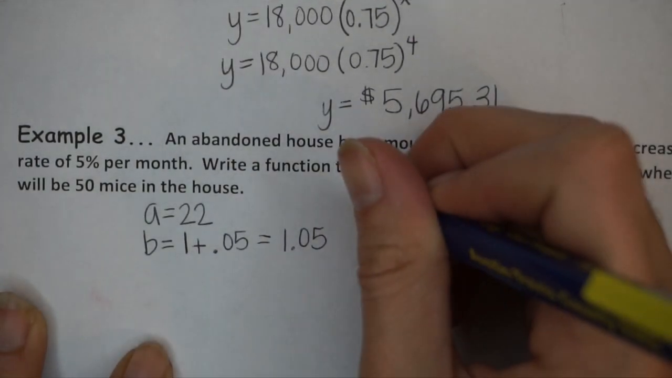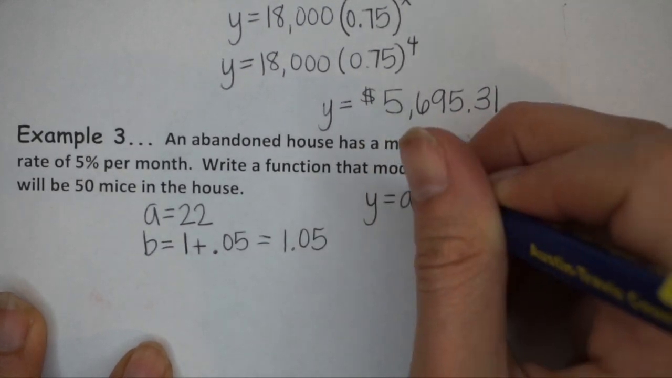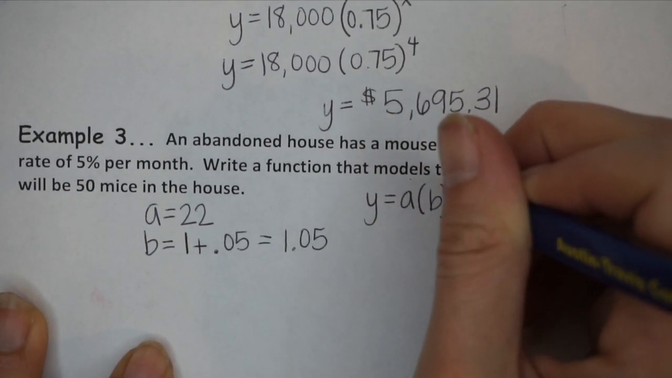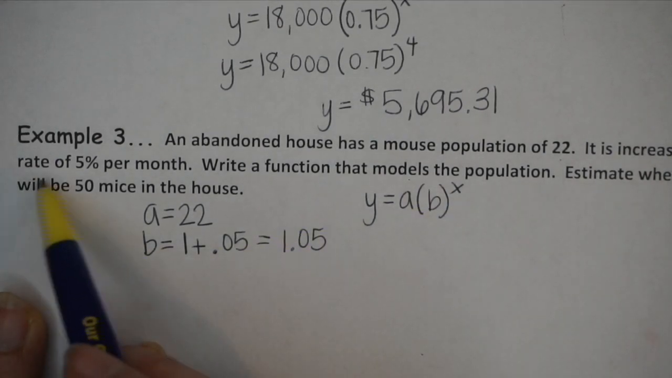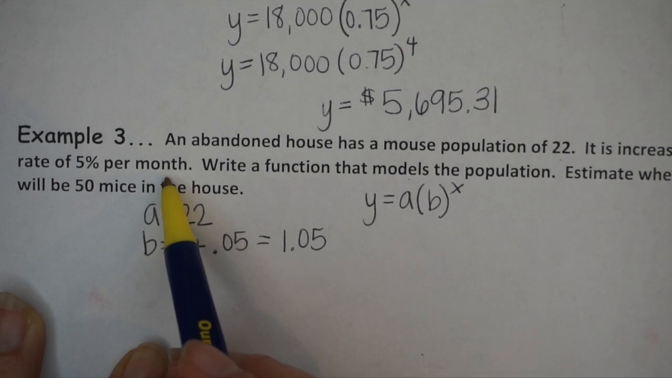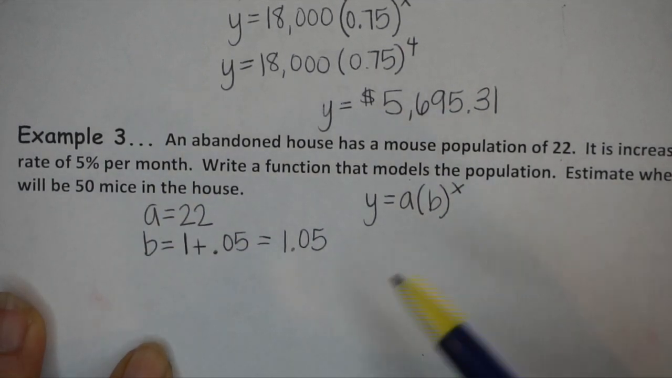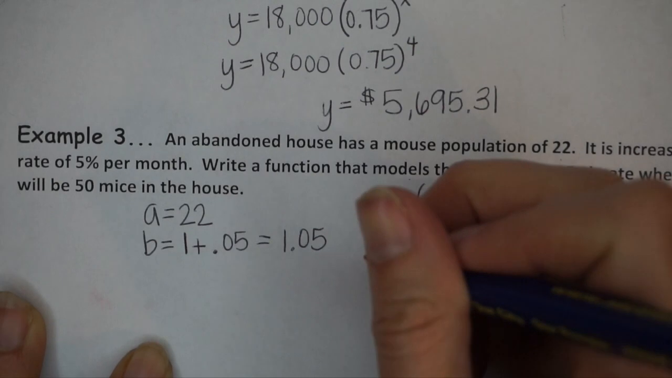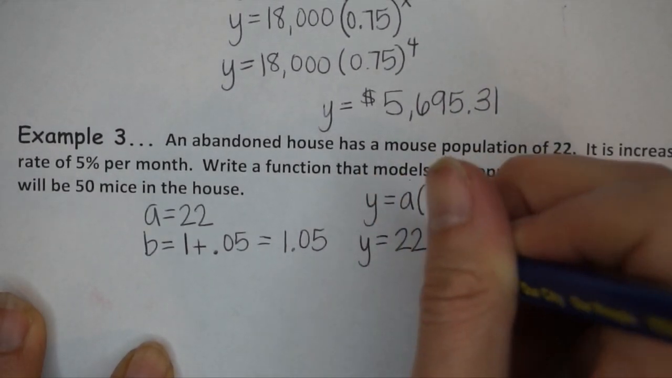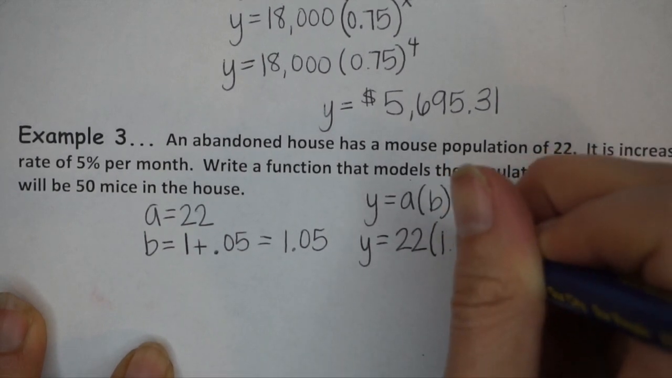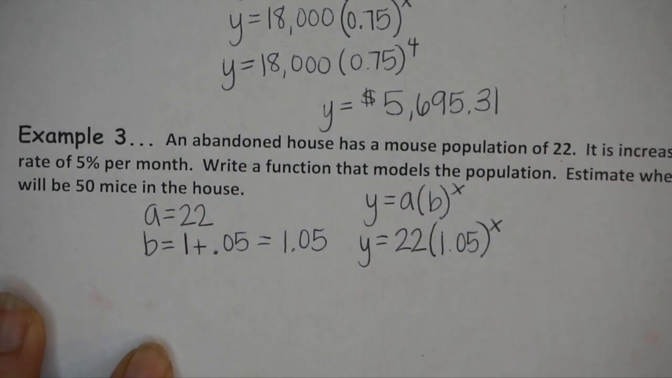All right, again, we write our equation in this format, a times b to the power of x. And x is going to be representing time again, but we're going to use it as months because this is increasing each month. All right, so let's fill in the values. We have y equals 22 times 1.05 to the x power.